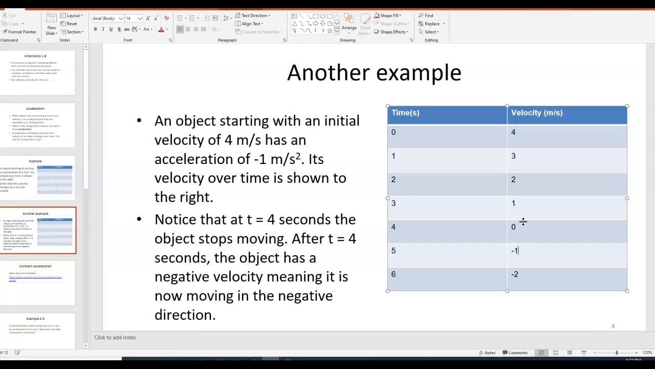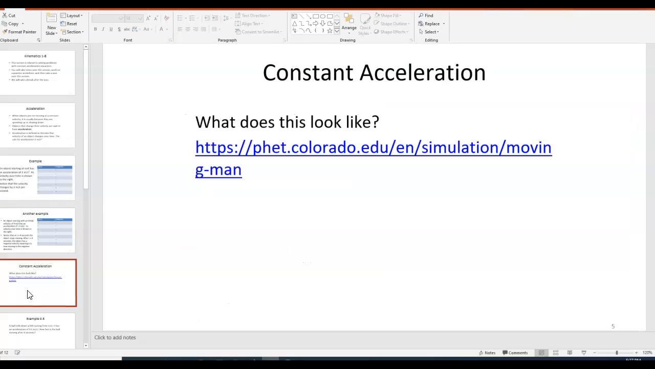And if you just look at the numbers now, 0, 1, 2, now the object is starting to speed up in the negative direction, because it stops right here at 4 seconds, and then it's going 1 meter per second in the negative direction, and then 2 meters per second in the negative direction, and at 7 seconds it would be 3 meters per second in the negative direction, and so on. So hopefully that helps you understand the concept of what acceleration is.